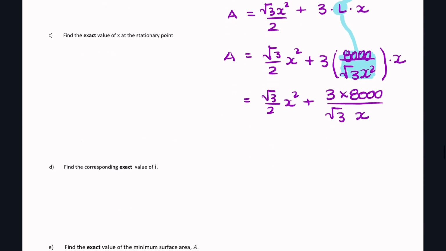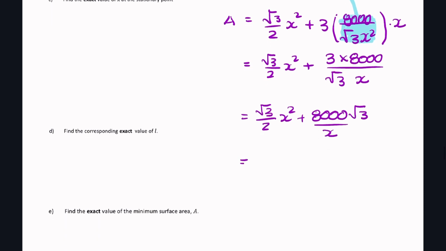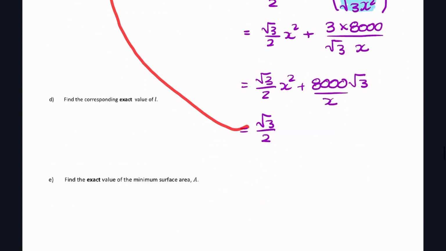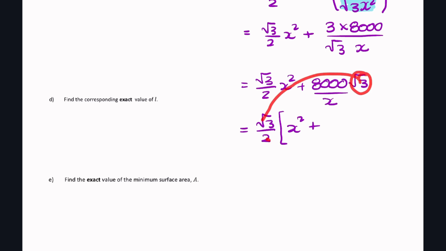So that will give me root 3 over 2 x squared plus 8,000 root 3 over x. Okay, so I can take root 3 over 2 common. It's a common factor because that's what they did in the question. And that'll give me x squared plus, so I've got root 3 there, but I don't have divide by 2.